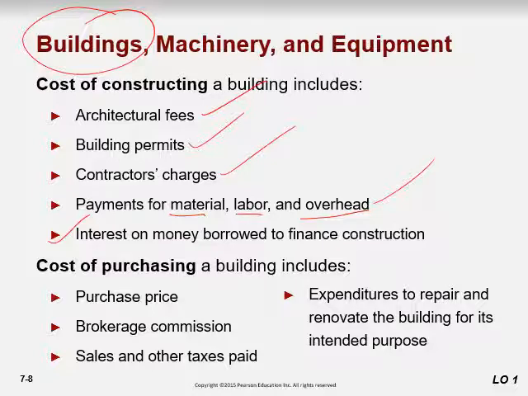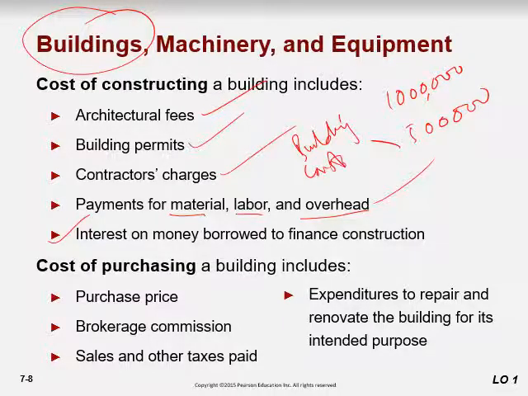If a firm applied for a loan of, say, $1 million, and among this $1 million, 500,000 is for building construction, right? Then the interest on this 500,000 is also added to the cost of the building, right?